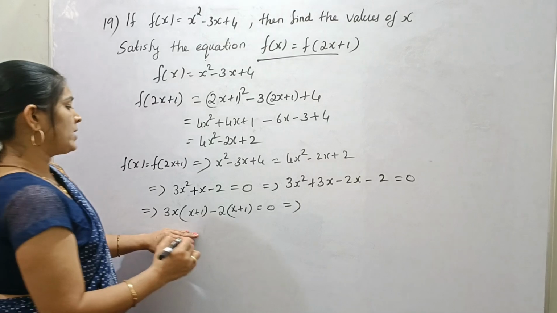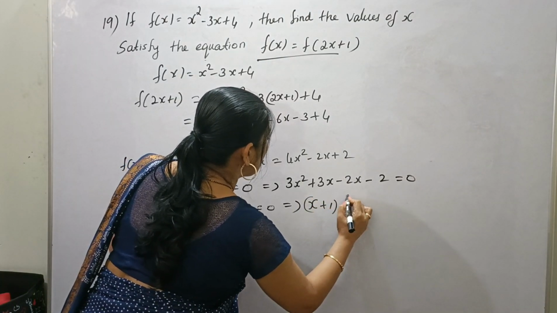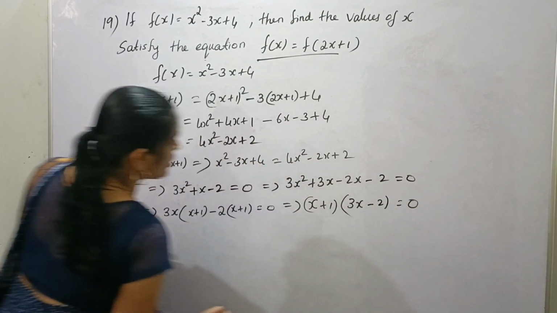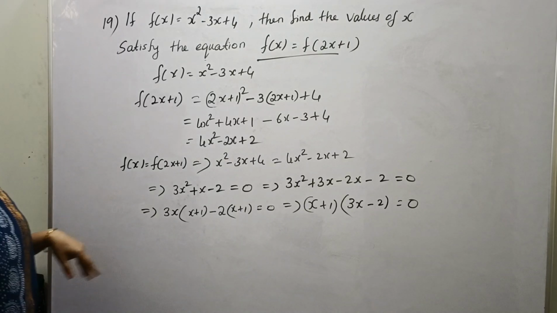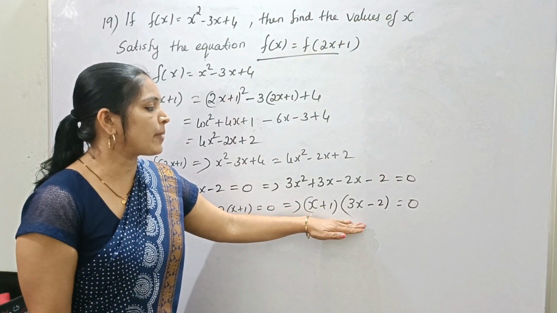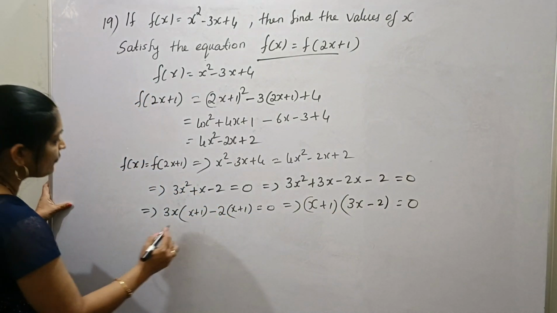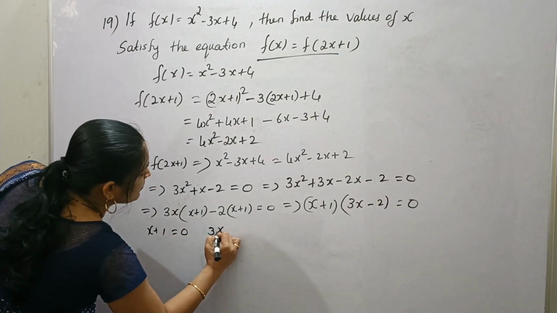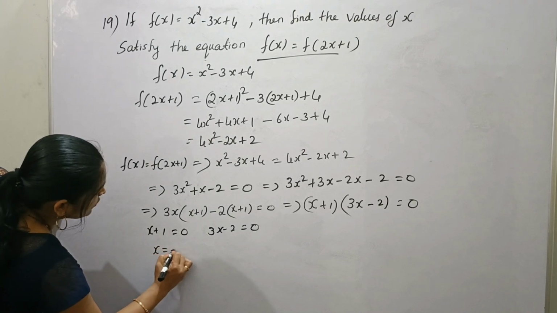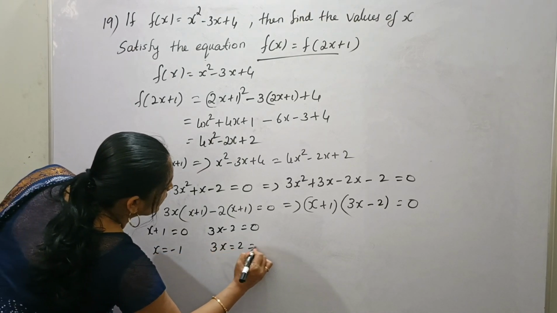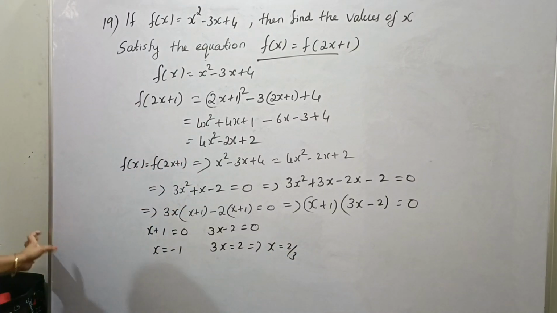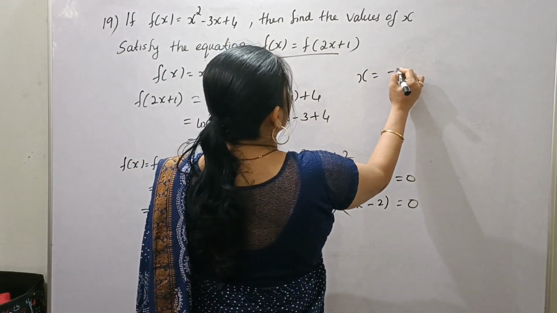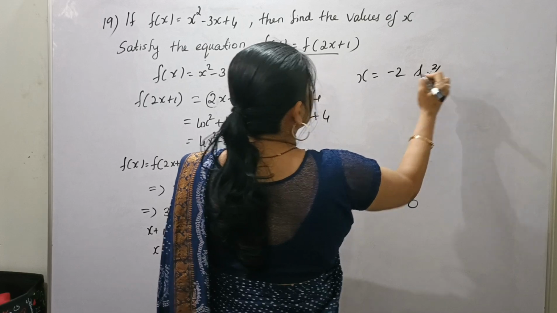Here x plus 1 is common. Take it outside. So x plus 1 into 3x minus 2, that is equal to 0, are the factors. That implies x plus 1 is equal to 0 and 3x minus 2 is equal to 0. That implies x is equal to minus 1 and 3x is equal to 2, so x is equal to 2 by 3. So the values of x are minus 1 and 2 by 3.